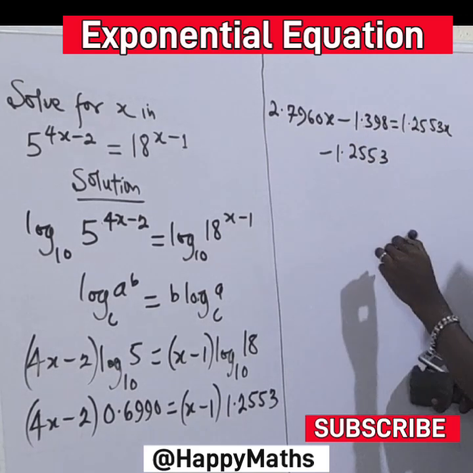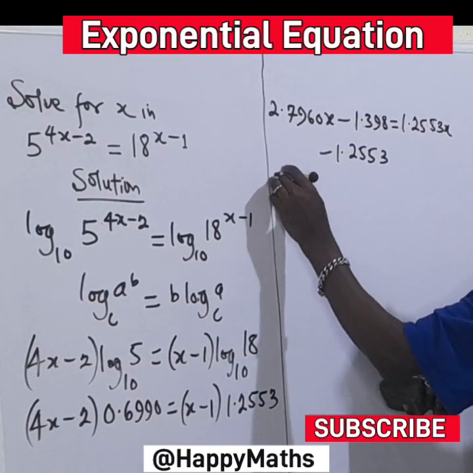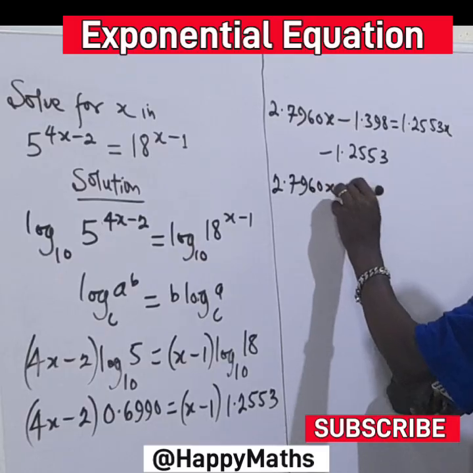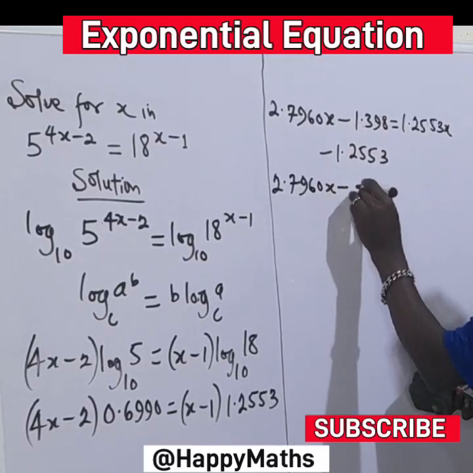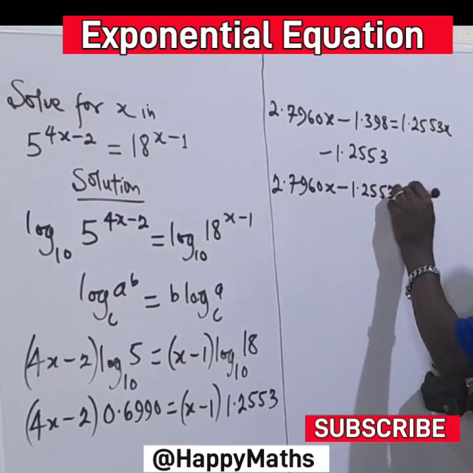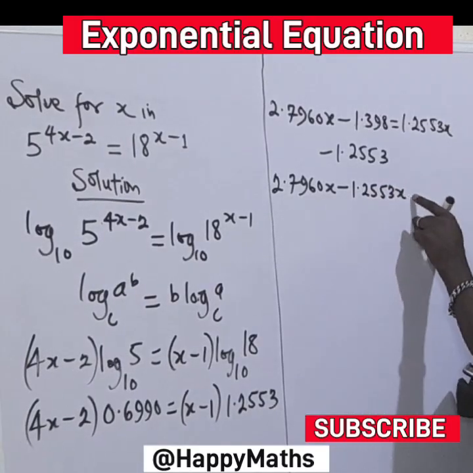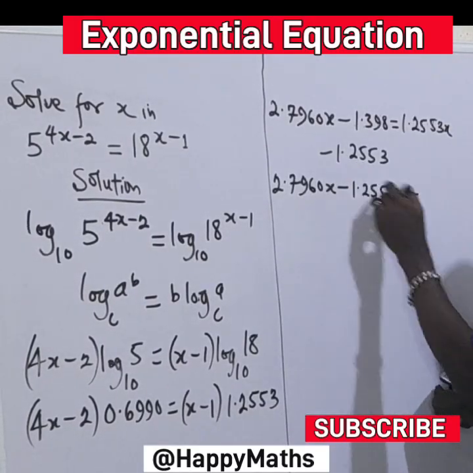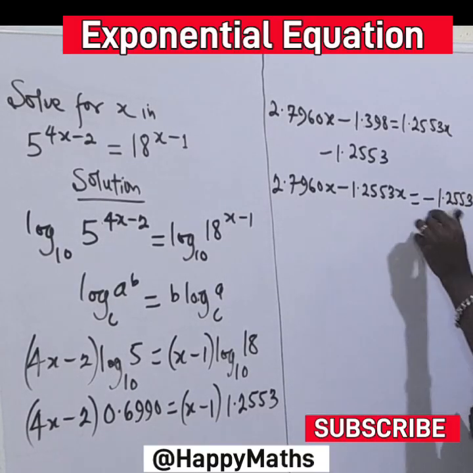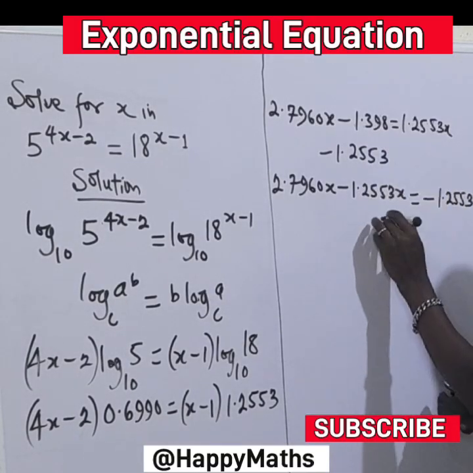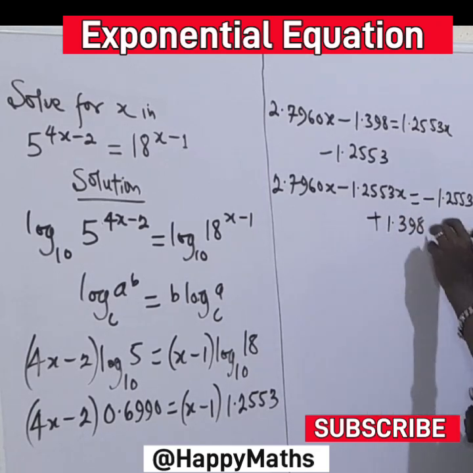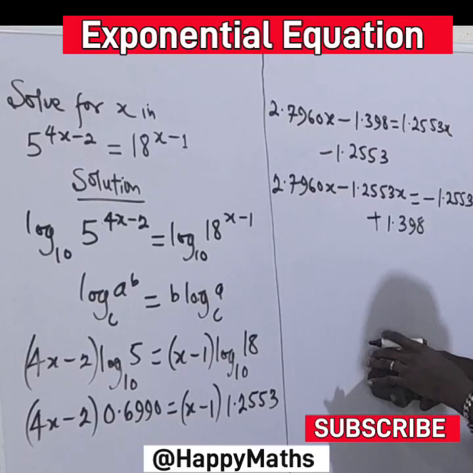So this will give us 1.398 equal to, now let's move this to the other side, so this will give us 2.7960s, moving this minus 1.2553s equal to, keeping this minus 1.2553, then moving this way plus 1.398.